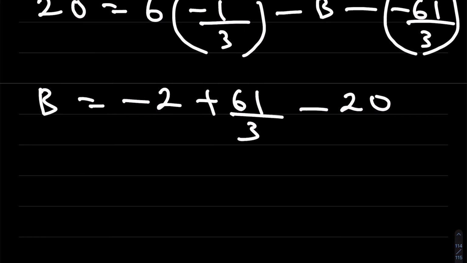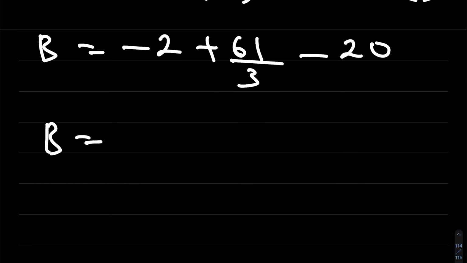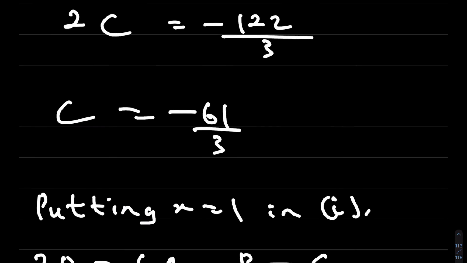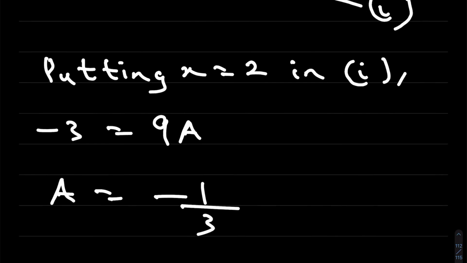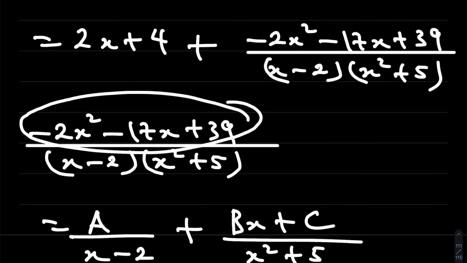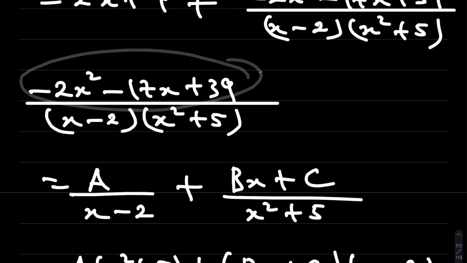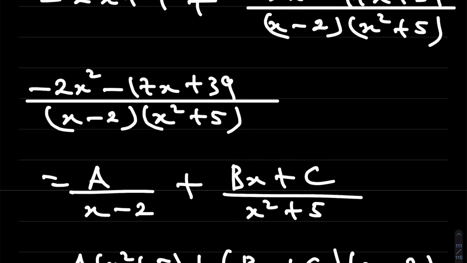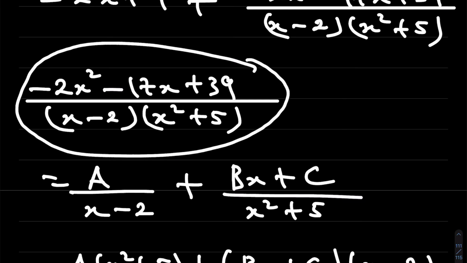And that simply means b equals minus 5 all over 3. If you take your time to work that out, that's what you're going to get. Now we've got all the constants, a, b, and c. That simply means this fraction, don't forget that the fraction we have just resolved is not the original fraction. So this simply means minus 2x squared minus 17x plus 39 over x minus 2 times x squared plus 5.